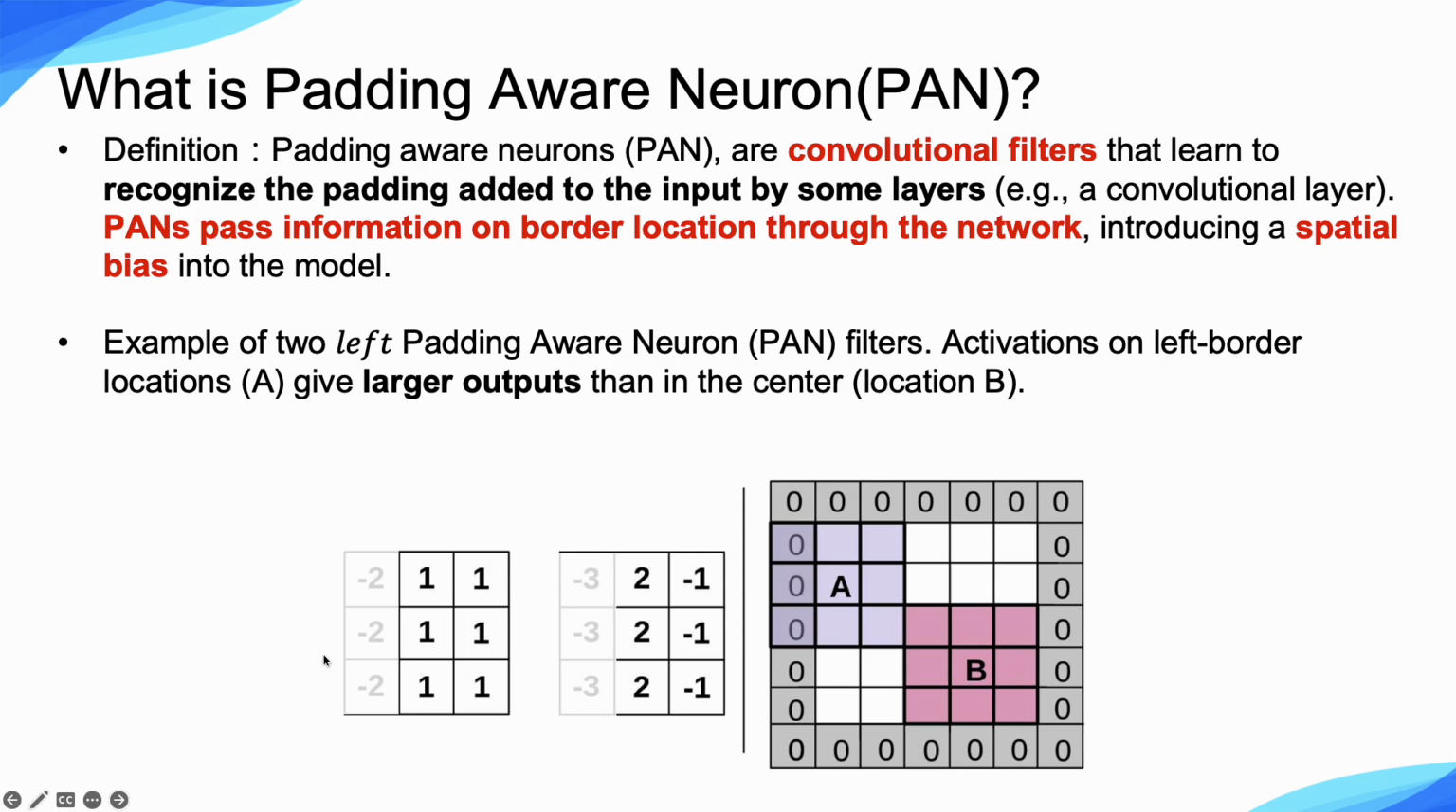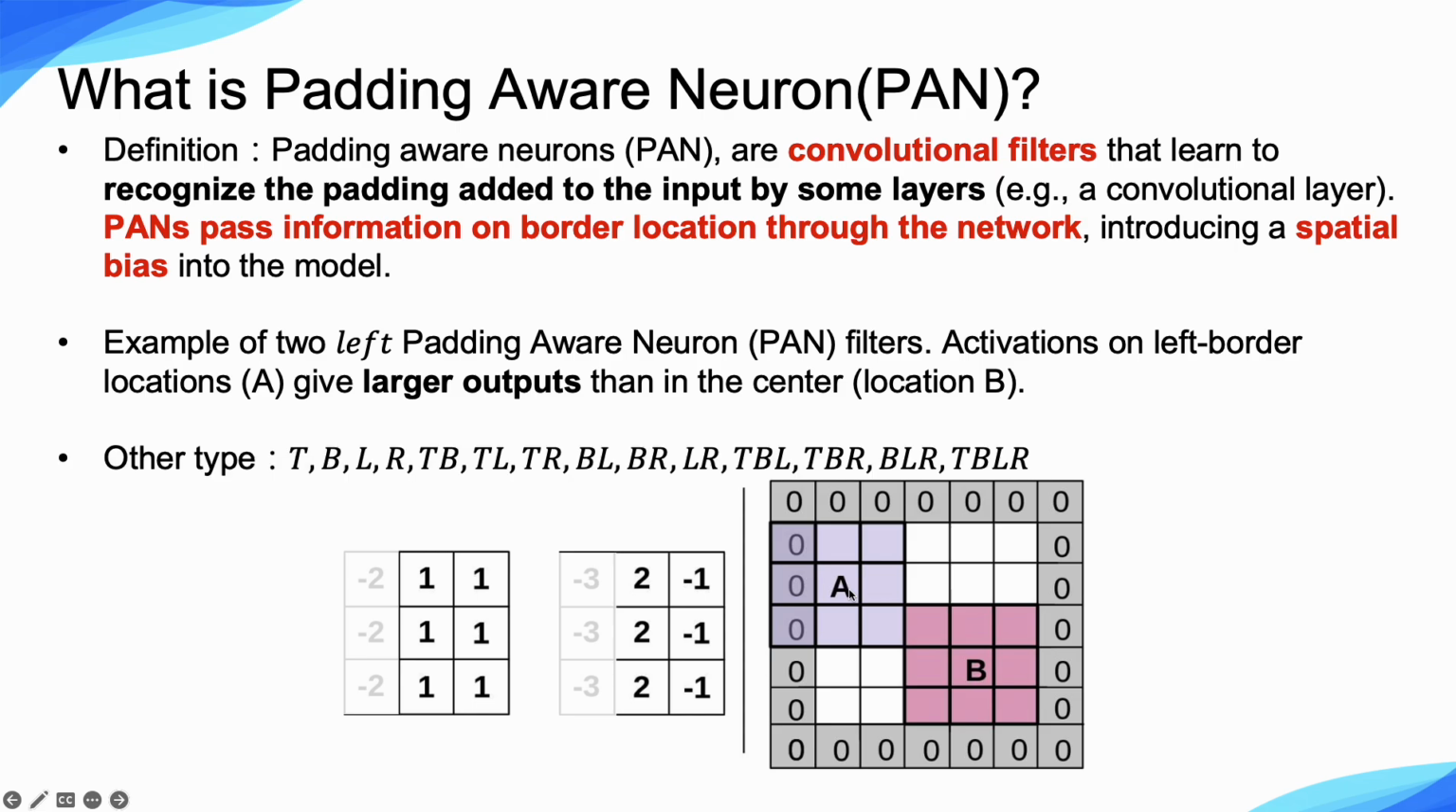You can see that the negative part of the kernel is masked by the edge formed by zero padding, so this negative part is masked by 0. Therefore, a larger value is created when it is placed at border A. PANs can react to one or more borders of the input. This can include, for example, the top, bottom, left, or right, but also any combination of these. This example shows the type of left PAN.